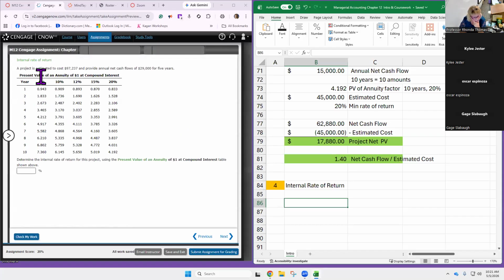So a project is estimated to cost $97,237 and provide annual net cash flows of $29,000 for 5 years. Okay, so here come our net cash flows.